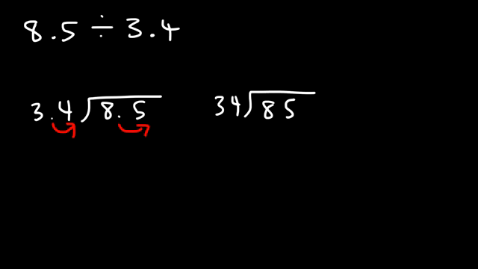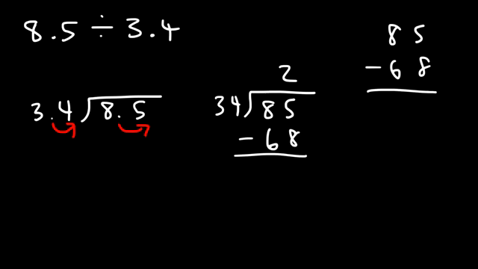34 goes into 85 two times. 34 times 2 is 68. And then if we subtract 85 by 68, let's do it over here. 5 minus 8 will give us a negative number, so we're going to have to borrow a 1. The 8 becomes a 7, and 5 becomes 15. So 15 minus 8 is 7, 7 minus 6 is 1. So this gives us 17. Now, 34 doesn't go into 17, so we need to add a decimal point and a 0.